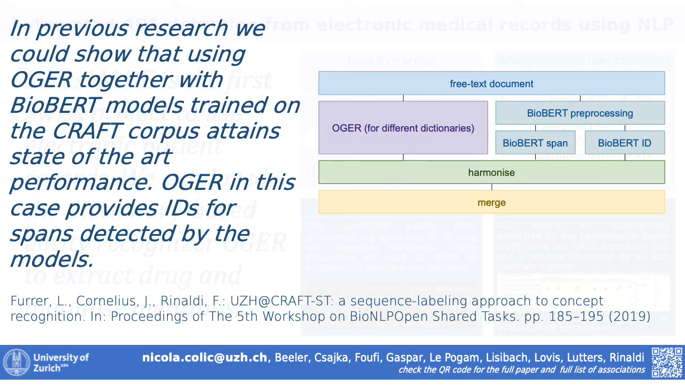So in previous research, we were able to show that OGER performs actually quite well, especially when used in conjunction with BioBERT. In that case, we retrained BioBERT on the CRAFT corpus and ran OGER and BioBERT in parallel. And then in the end, we harmonized the results of those two runs using the IDs that OGER provides, using its dictionary-based approach, in the case where the BioBERT model only provides a span and does not find an ID.